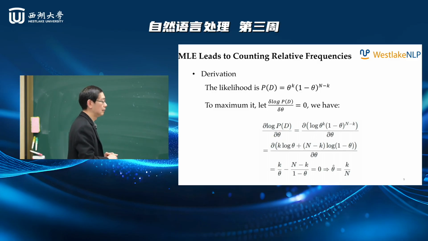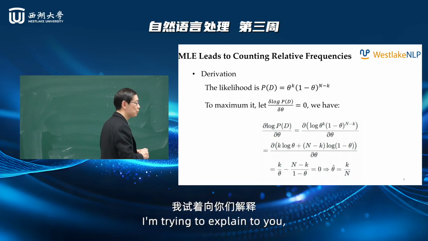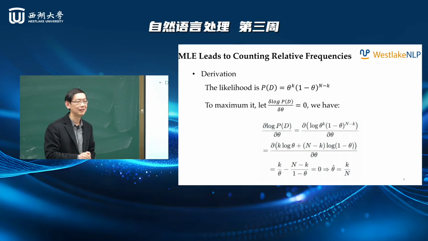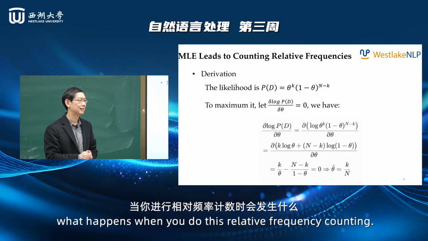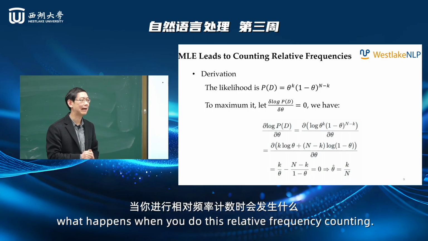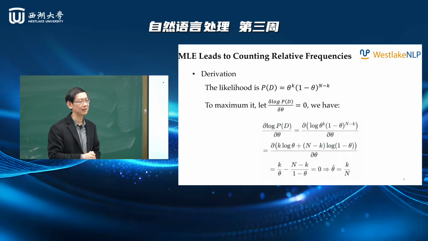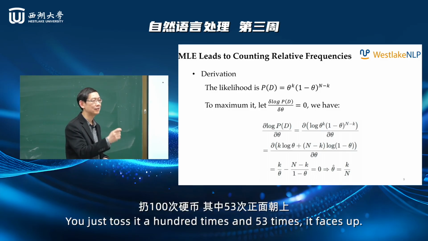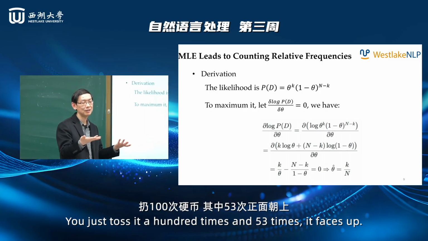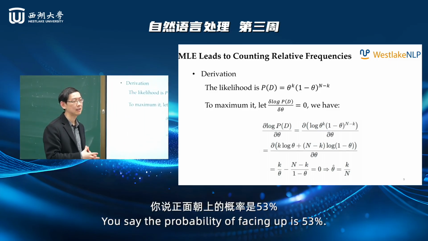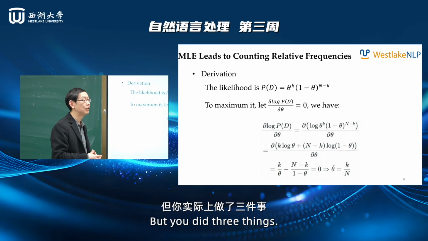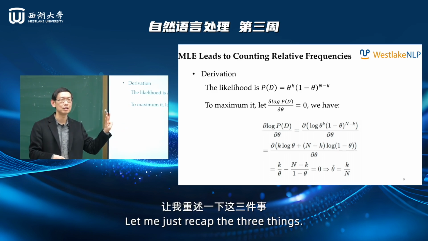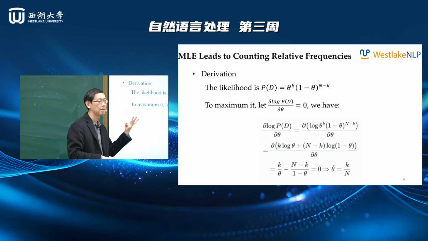All right. So, I'm trying to explain to you what happens when you do this relative frequency counting. You just toss it 100 times, and 53 times it faces up. You say the probability of it facing up is 53. But you did 3 things. Let me just recap the 3 things.